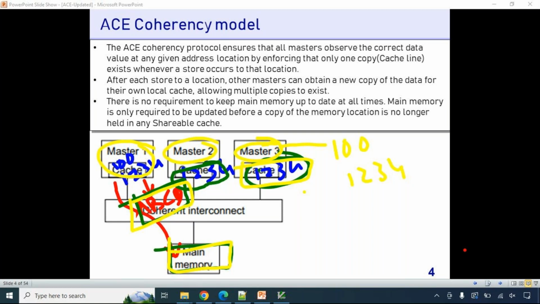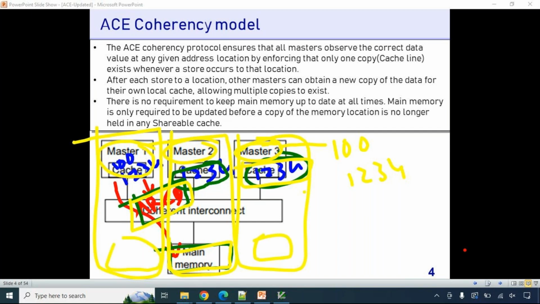There wouldn't have been any requirement for cache coherency if there was a dedicated memory for master 1, a dedicated memory for master 2, and a dedicated memory for master 3. If we had such a system, then there wouldn't have been any requirement for cache coherency. Here the coherency concept comes in because whatever location master 1 updates, the same location can be accessed by master 2 and master 3. So there is a requirement that this ABCD change done by master 1 needs to be notified to master 2 and master 3. That is where the ACE updates come into the picture, like the updates that have happened to the existing channels and the new channels that have been added.